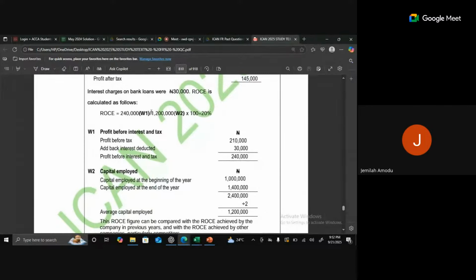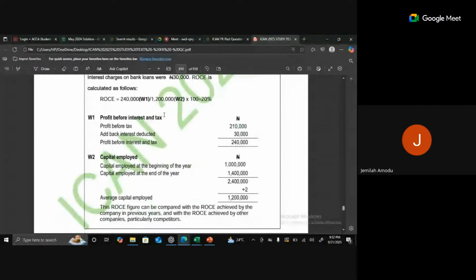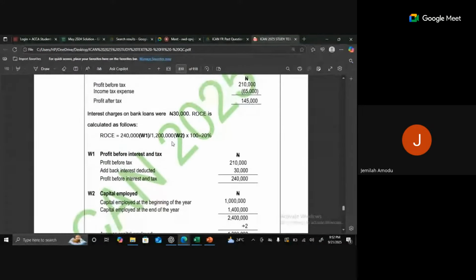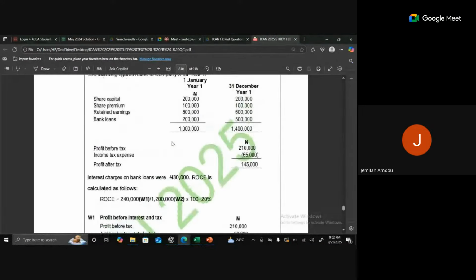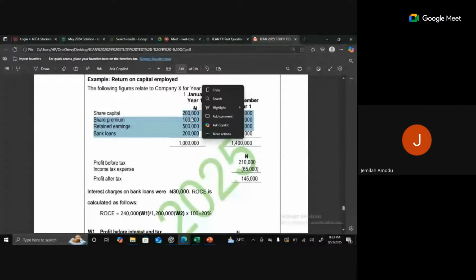Now divided by 1,200,000. Now there has to be a working for them to get the capital employed. So what did they do? Remember they told us earlier that if we have information of two periods, we can decide to use the beginning and the ending. This is more like the value of these things at the beginning of the year, like opening, right? And this is the one at the closing.